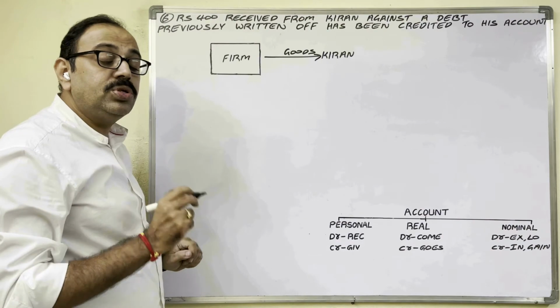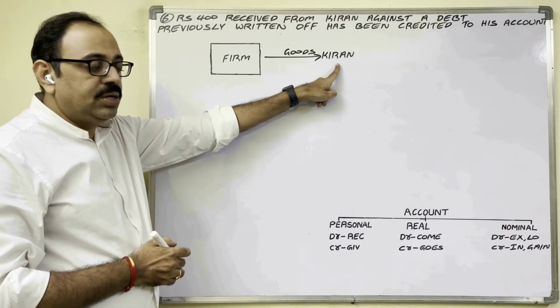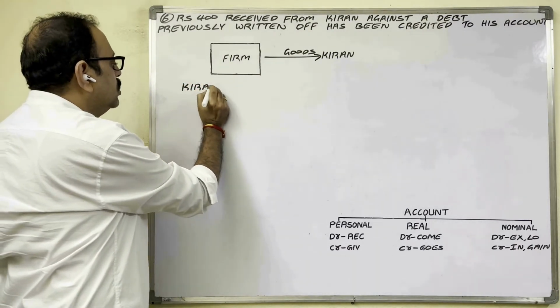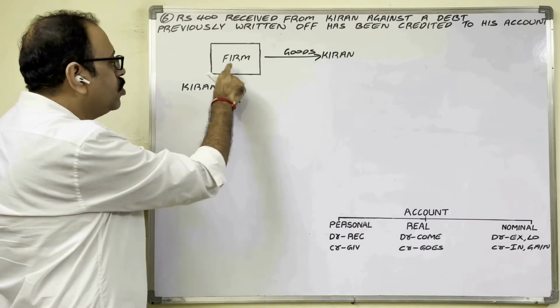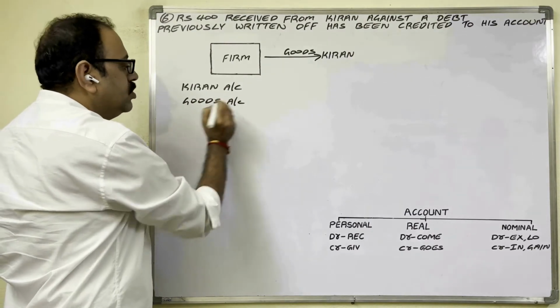From the firm, goods are going. How do we know that goods are sold on credit? Because the customer's name is given in the question. The entry is: to Kiran we sold goods. Therefore, Kiran account is one account. From the firm, goods are going. Therefore, goods account is one account.